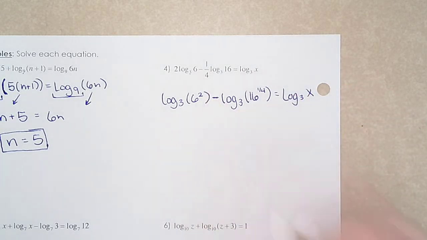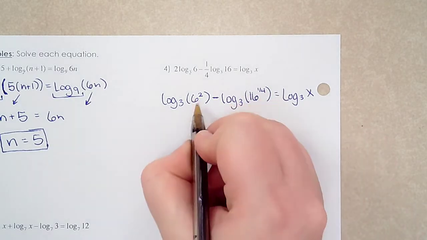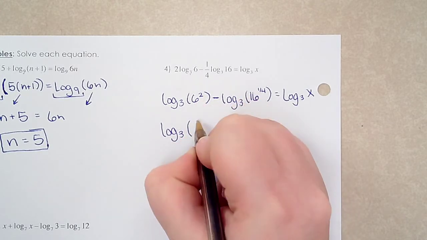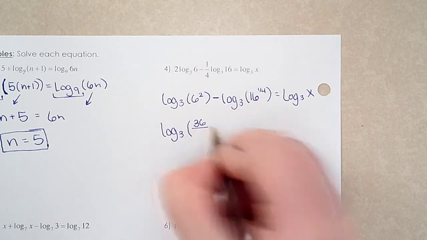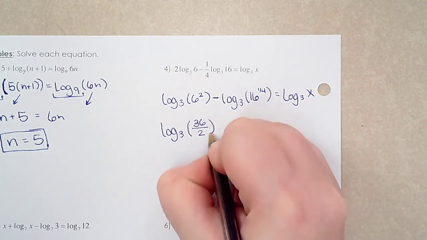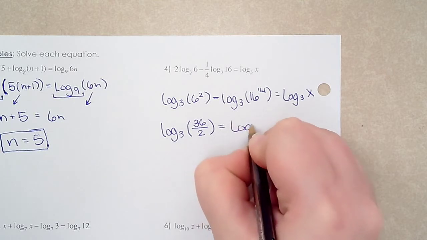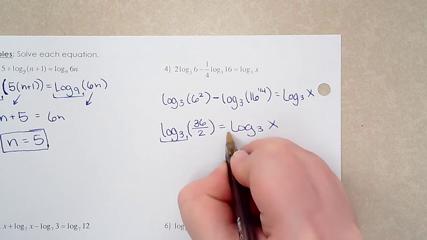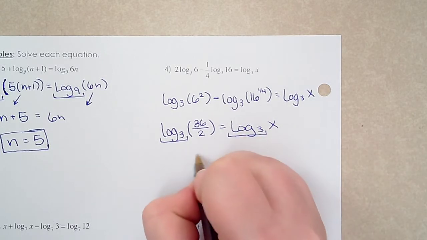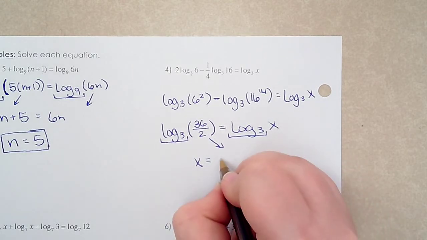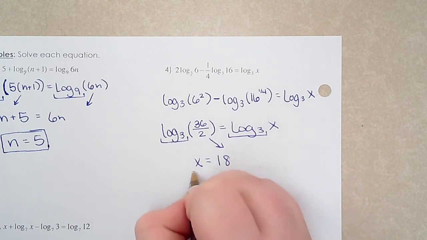I know that when I have subtraction in the middle, I can divide them. I'm going to simplify in the process here because I know log base 3. 6 squared is just going to be 36. Divided by 16 raised to the 1/4 is just going to be 2. And it still equals log base 3 of x. And I know because they have the same log and base that I can set these equal. Again, simplifying on my way down, 36 divided by 2 is 18.